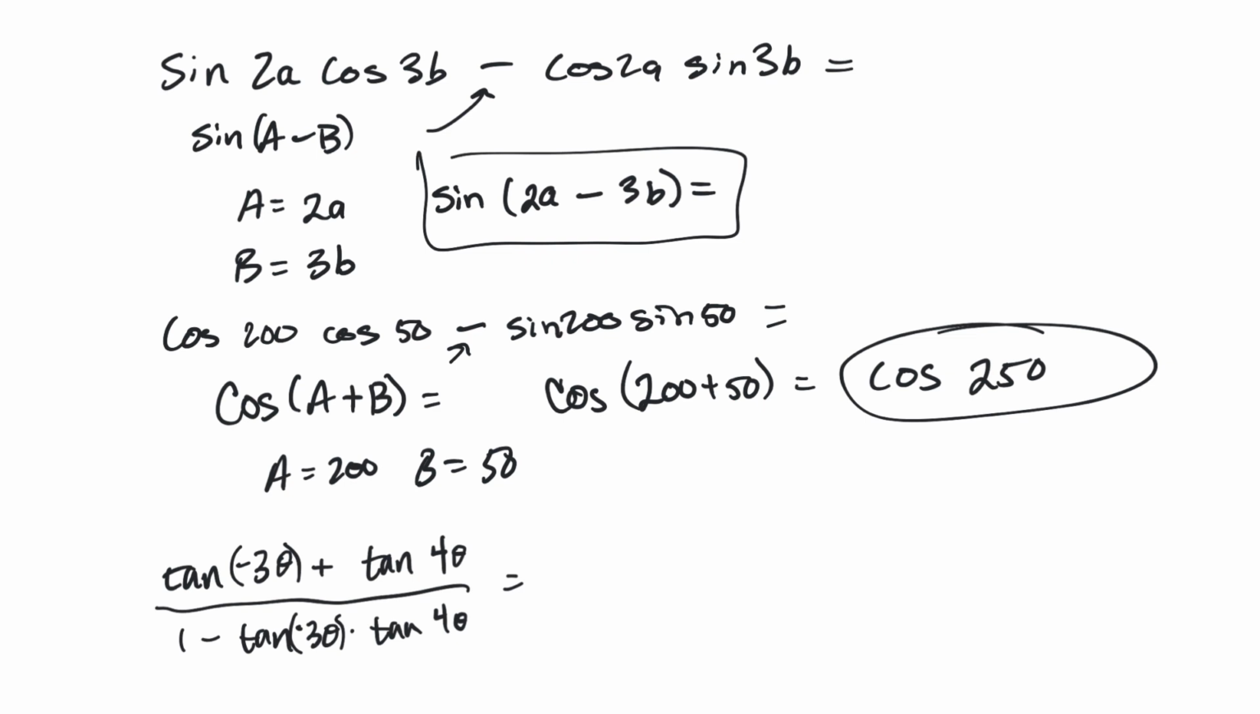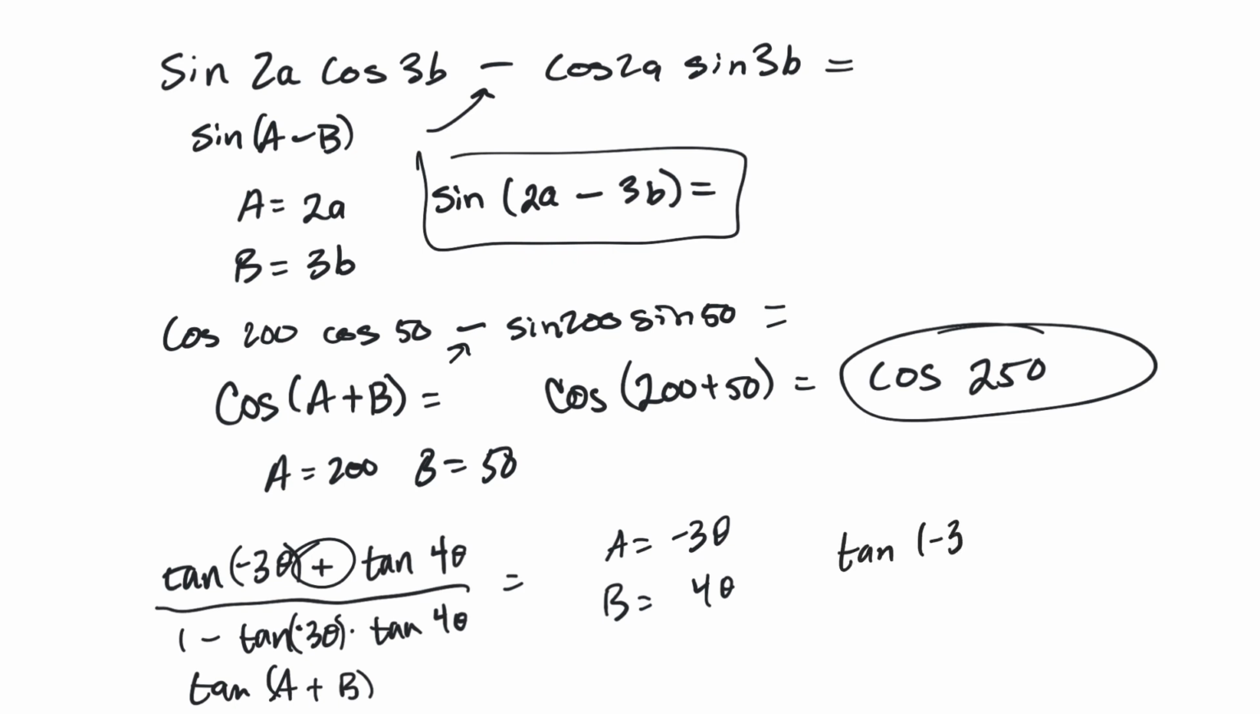Tangent, again, very similar. We know that this is tangent of A plus B, because the signs are the same as the top. So in this example, we have A equal to negative 3 theta and B equal to 4 theta. And we would say tangent of negative 3 theta plus 4 theta, which really ends up giving us just tangent of 1 theta. And that would be the solution there.